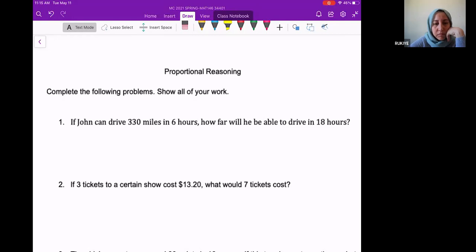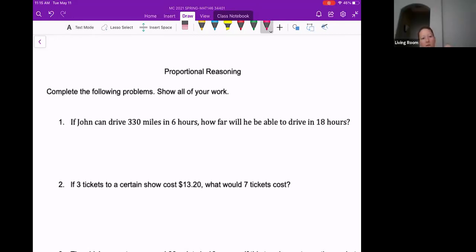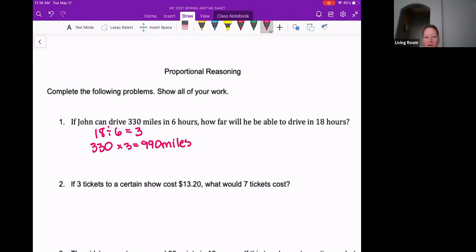All right, so it says that he was able to drive 330 miles in 6 hours, and he's going to end up driving 18 hours. So you just take however many times 6 goes into 18, which is 3. So you take 330, multiply it by 3, and that gives you the total miles that he would be able to travel in those 18 hours if he maintained that speed. It doesn't specify speed, so we don't worry about it.